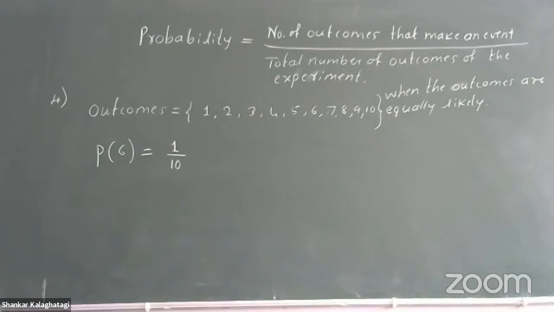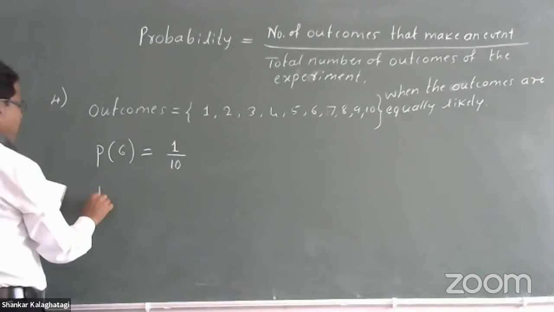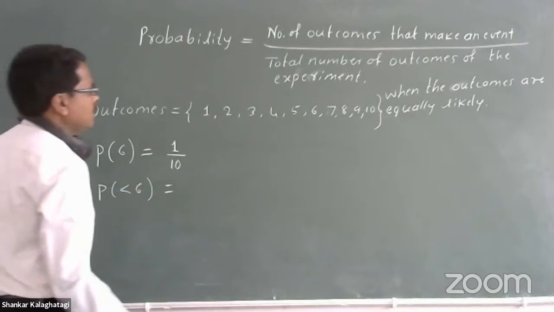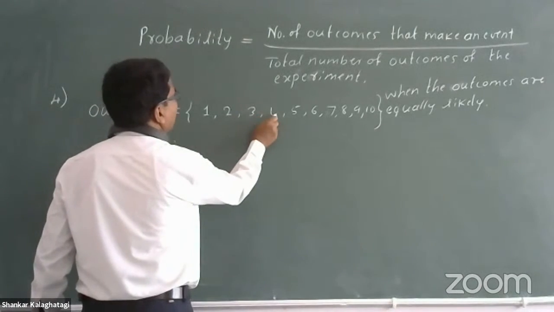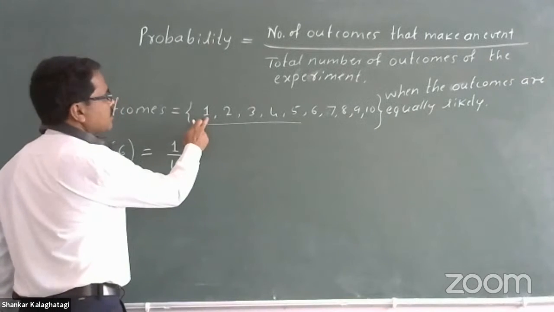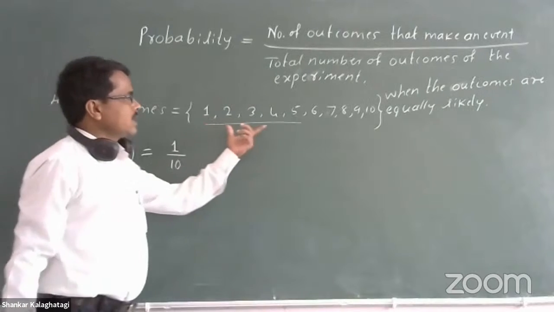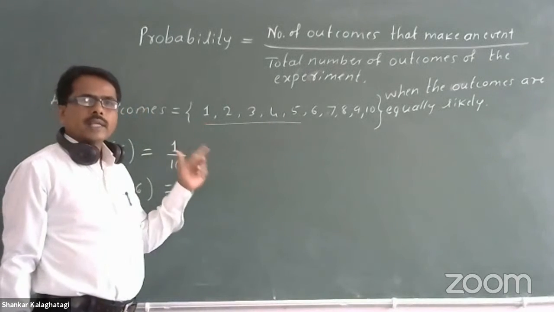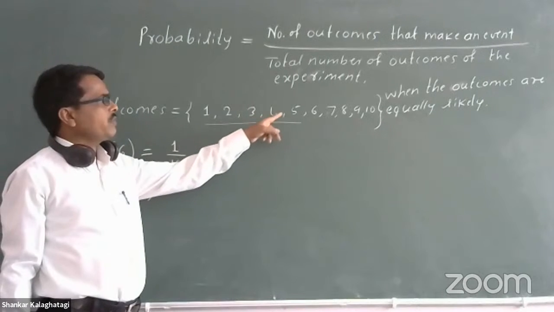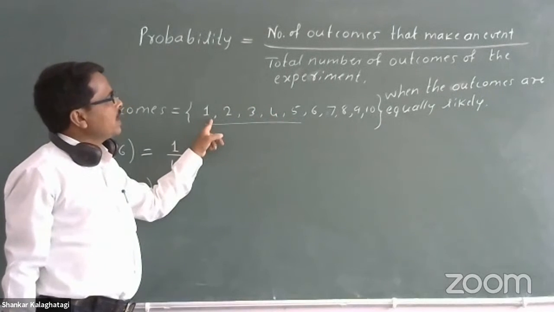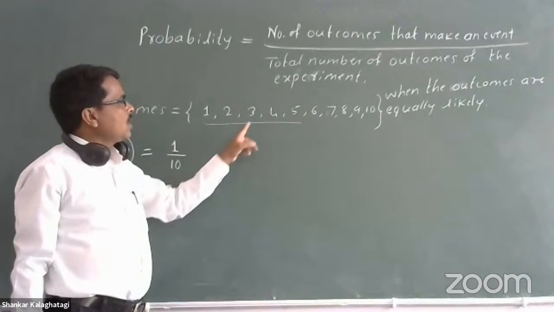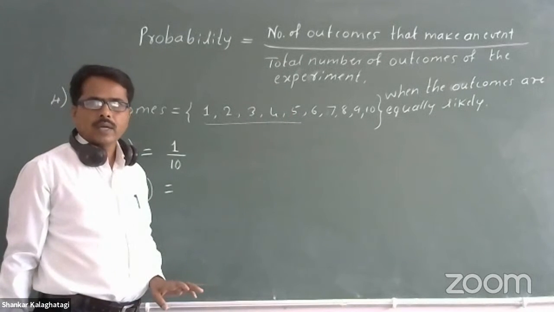Similarly, probability of getting a number less than 6. How many numbers less than 6 are there? 1, 2, 3, 4, 5 are there. What is asked is the probability of getting a number less than 6. 1 is less than 6, 2 is less than 6, 3, 4, 5 are all less than 6. So if 1 comes, it makes an event. If 2 comes also, it makes an event. 3 comes, 4 comes, 5 comes, these are all our required events.